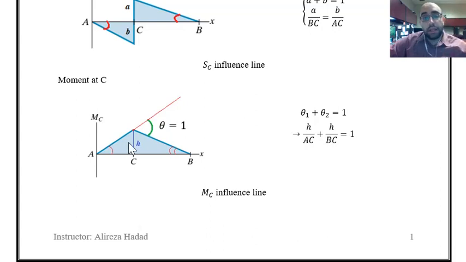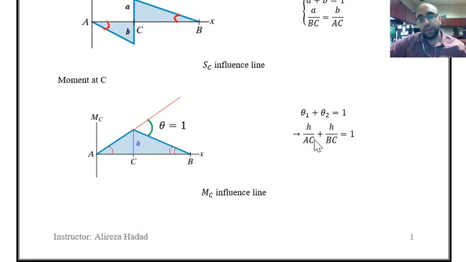So now that I know the configuration of the influence line, I need to find the height in the diagram, and for that I can say this exterior angle is equal to the summation of these two interior angles. That's based on our geometrical knowledge. So theta 1 plus theta 2 is equal to 1. These are small angles, so theta 1 is equal to h over AC and theta 2 is equal to h over BC. When we are talking about small angles, the tangent of the angle is very close to the angle itself. That's why we can have such ratios.